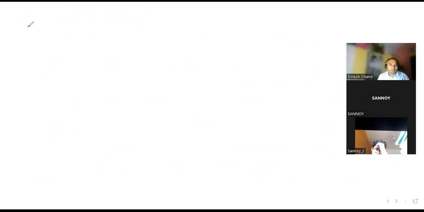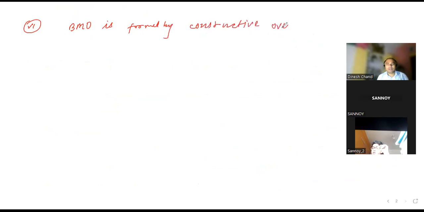Now the next point, I think the 7th point. BMO is formed by constructive interference, constructive overlapping of atomic orbitals. Both are the same, no? ABMO is also the same. Sir, I am asking whether constructive overlapping and constructive interference are the same or different? Same. In-phase overlapping, out-of-phase overlapping.